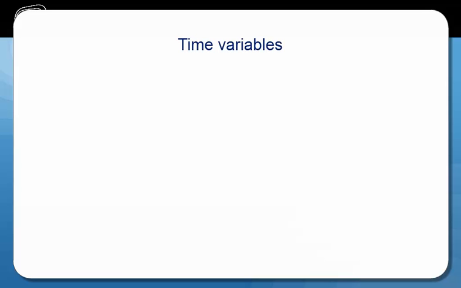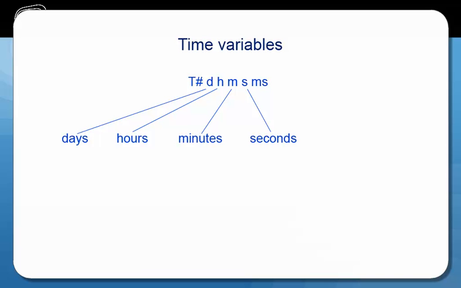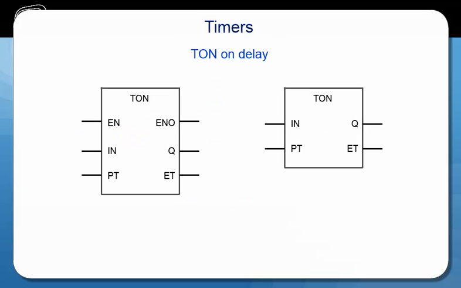We will be looking at a new variable type, which is the time variable. It has the prefix T#, and is in the format of days, hours, minutes, seconds, and milliseconds. For our example, we will use seconds, so to enter a value, just type the number followed by s. The program will convert it to a time variable. In the next section, we will investigate timers.